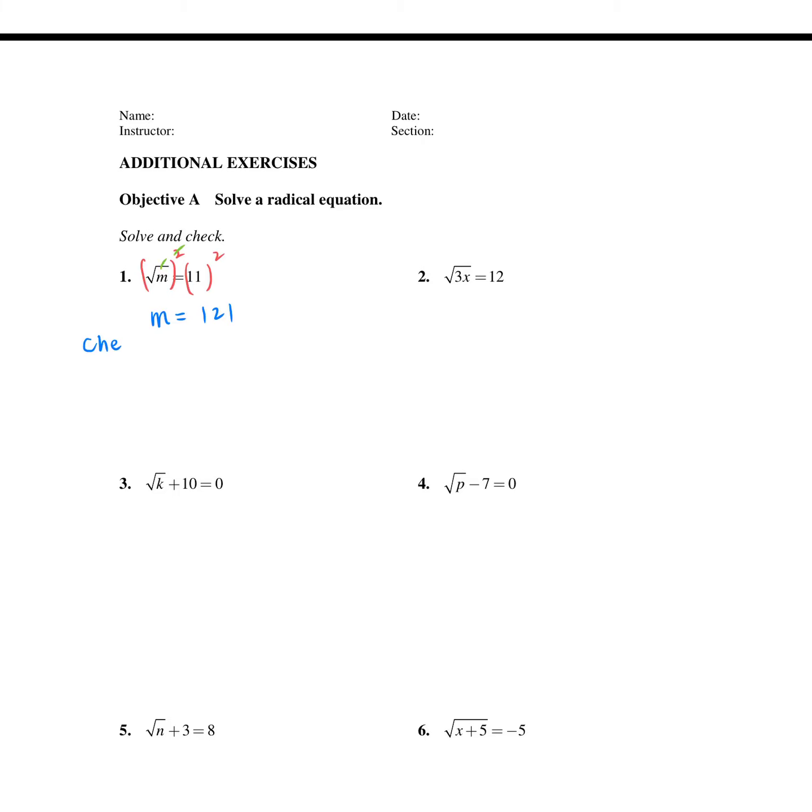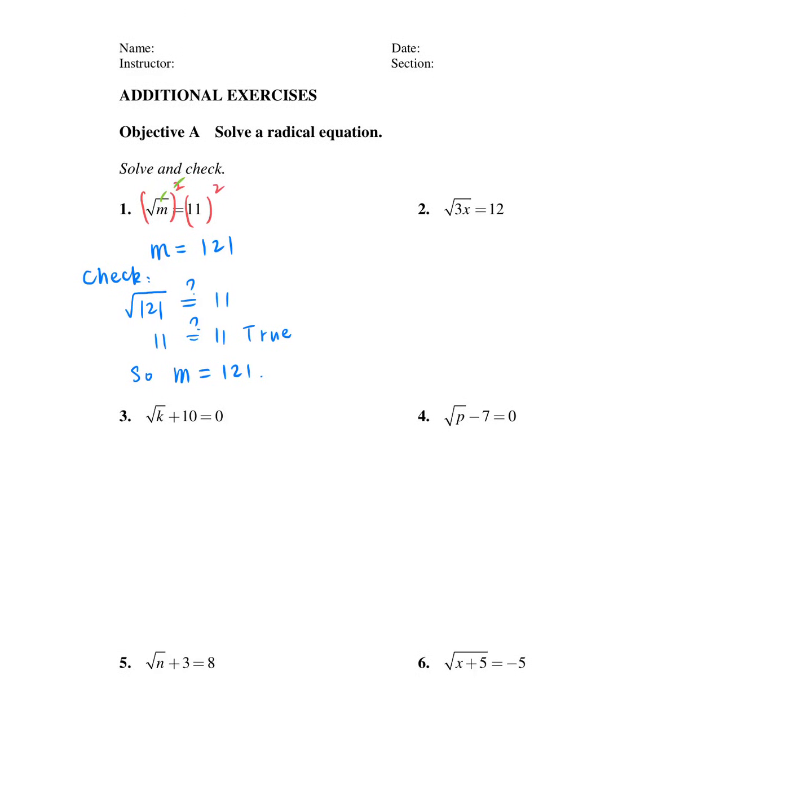Of course, we have to check. It's highly recommended that you always check your solution for any radical equations. This is because when we square both sides of the equation, you might bring in invalid solutions in that case. So let's plug it in. Left-hand side, square root of 121. Is this the same as 11? If you perform it, 11 is the same as 11, yes, it is true. So we can conclude that our solution m is 121.